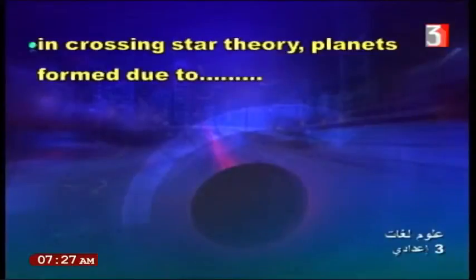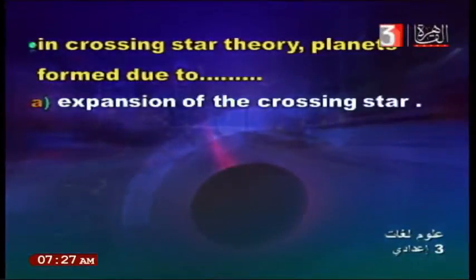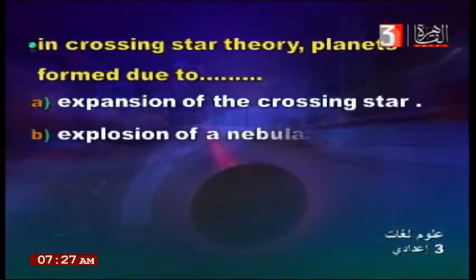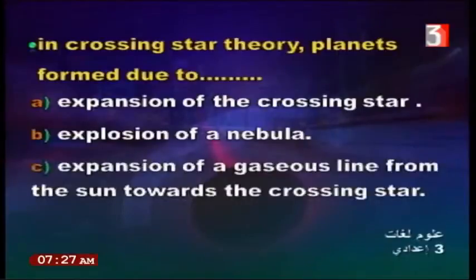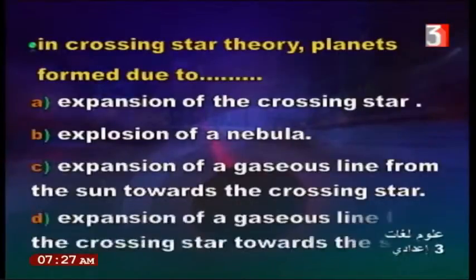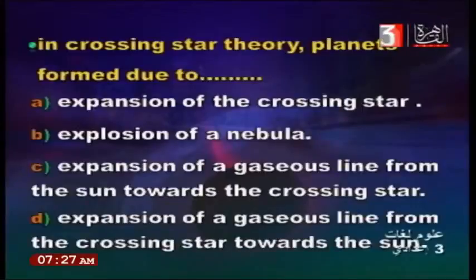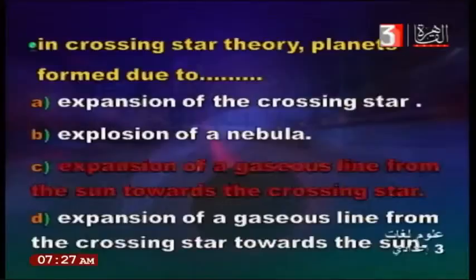In the crossing star theory, a planet is formed due to expansion of a crossing star, explosion of a nebula, expansion of a gaseous line from the sun towards the crossing star, or expansion of a gaseous line from a crossing star towards the sun. In the crossing star theory, a planet is formed due to expansion of a gaseous line from the sun towards a crossing star.